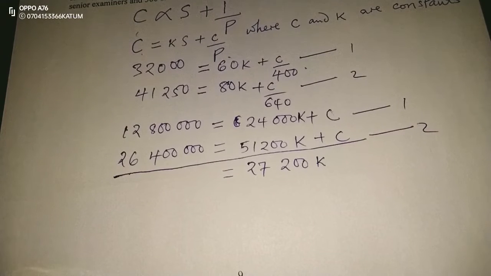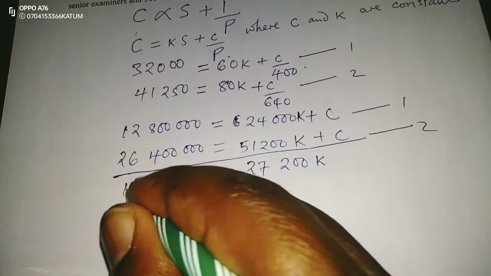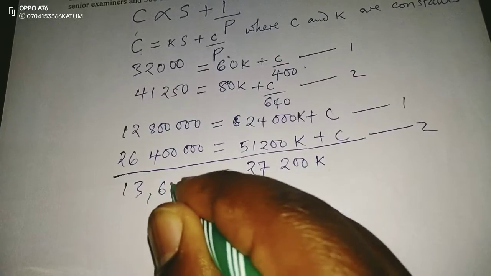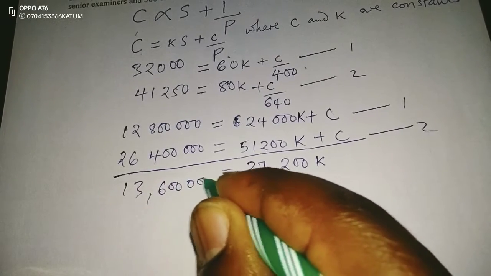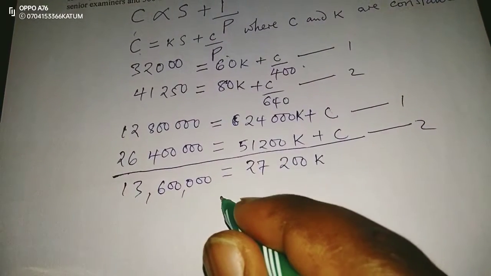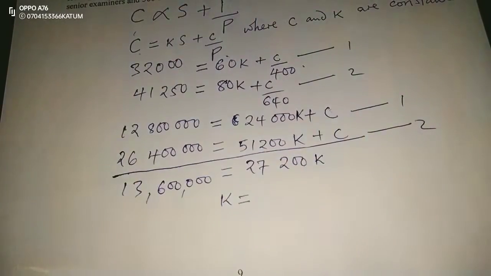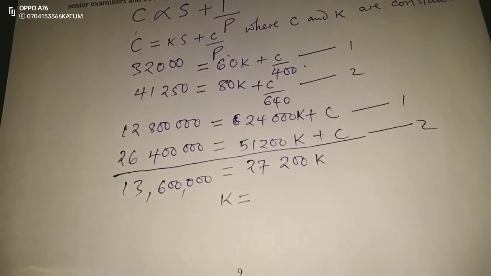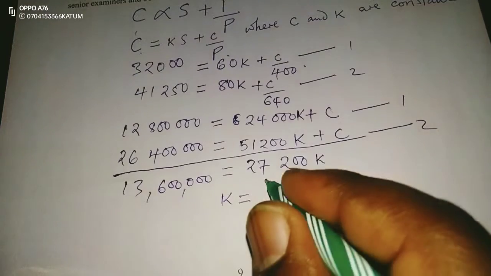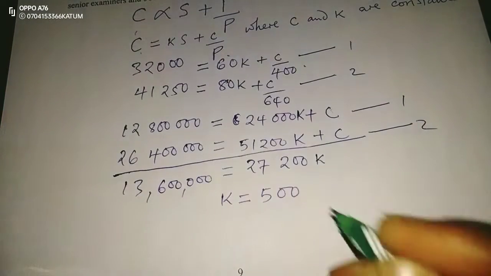K equals, we can take 26,400,000 minus 12,800,000. This becomes 13,600,000, like that. So to remain with the value of K, now we have to divide through by 27,200. And K becomes 500 exactly.